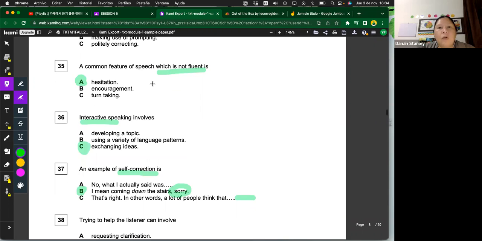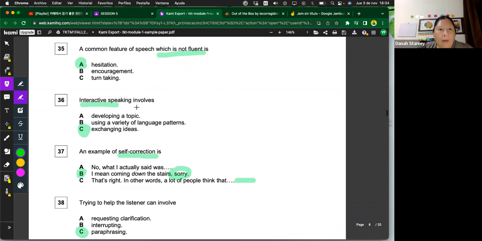Then, a common feature of a speech which is not fluent is hesitation, encouragement, or turn taking. Well, turn taking is implicit in the conversation. I ask you, you answer me. And you ask me, and I answer you. Encouragement is motivation, so it's not really related to fluency. But hesitation: how many times I hesitate, or I gain more fluency when I'm not hesitating all the time, okay?